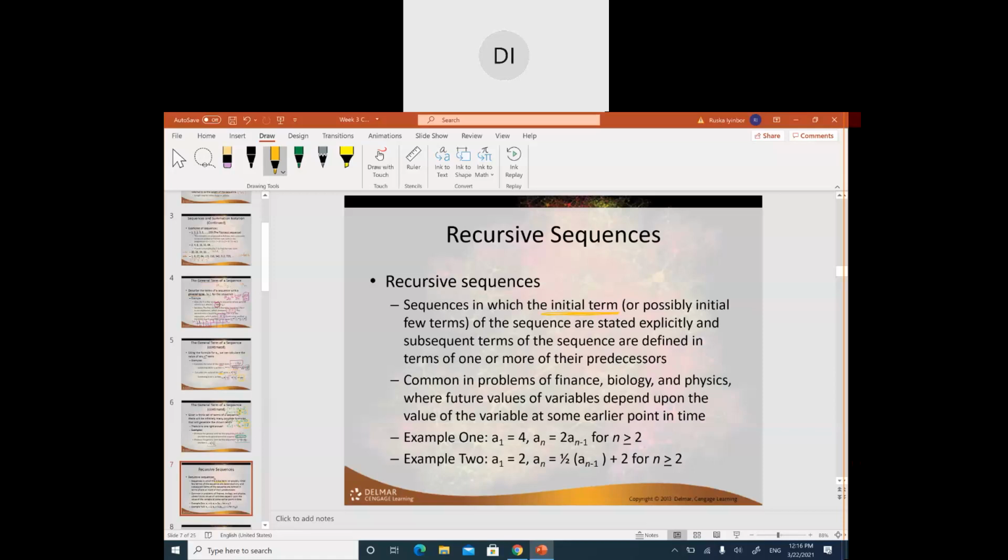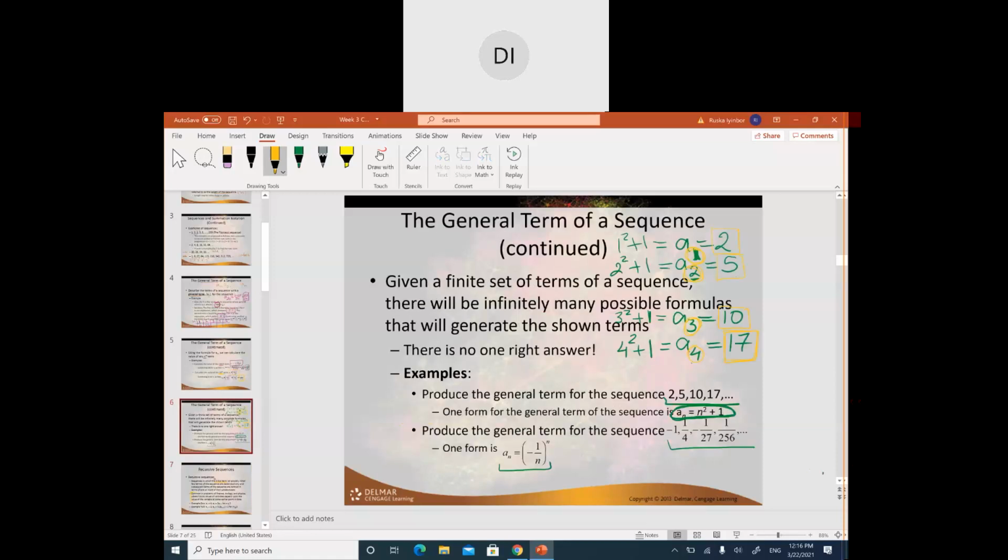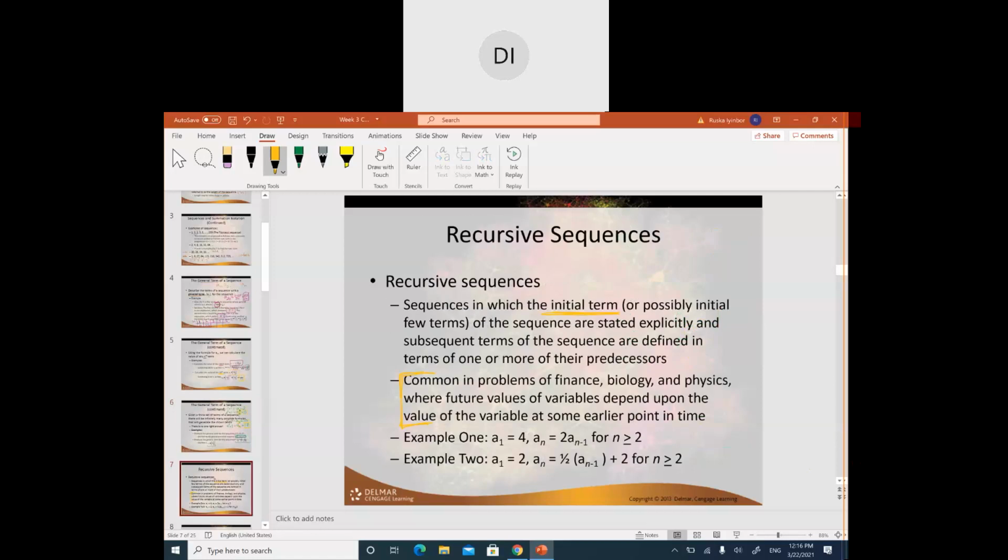So you need to know the initial term, and you also have a formula which relates the term before, one or two terms before. Here we have an example, and this type of question is common in finance, biology, and physics, where the future value of a variable depends upon the value of the variable at some earlier point in time. So keep this in mind: recursive means you're going to look at the term before. Okay? So the examples we just did, if we need to find the recursive formula, you have the terms 2, 5, 10, and 17. I'm going to use those numbers.